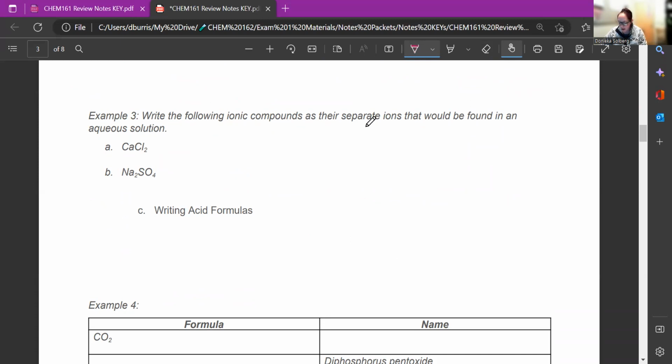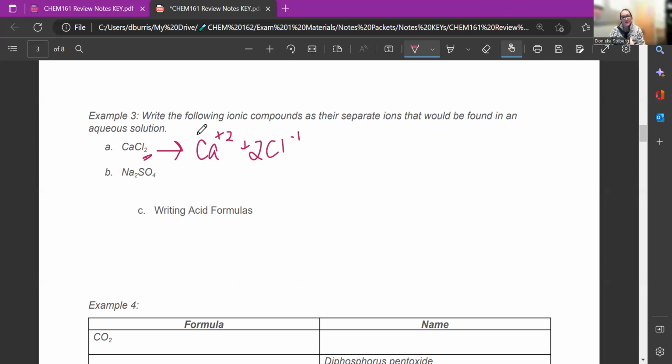We're going to write the following ionic compounds as their separate ions that would be found in an aqueous solution. So if I dissolve calcium chloride into water, and it is soluble, what ions would it break into? I always get a positive one and a negative one. So I get calcium and I get chlorine. Notice I did not bring the 2 to the right side yet. I haven't balanced or anything. I'm going to check their charges. Calcium is in column 2. It is always a +2 charge. Chlorine is in column 7. It is always a -1 charge. And I have, according to the subscript, 2 chlorines. That is how you should write it.